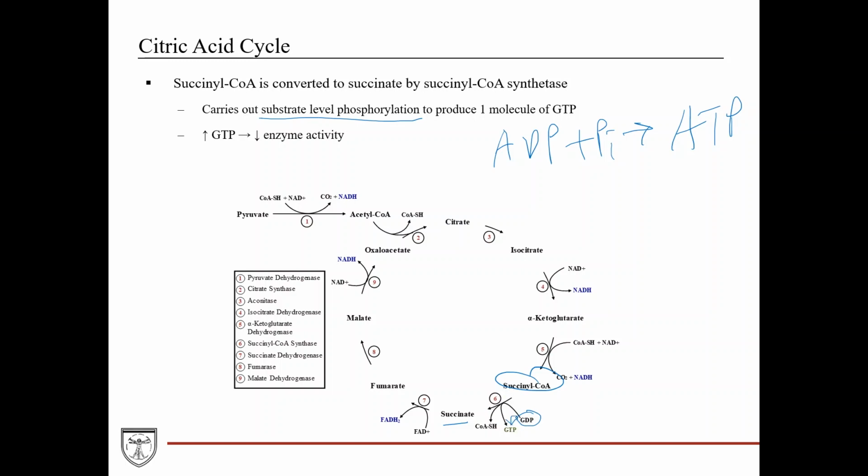So that's the difference for what substrate level phosphorylation is versus more traditional thought of how ATP is produced. The other thing is that GTP feedback inhibits this enzyme. So if you're producing high levels of GTP, it's going to feedback inhibit. The other thing is this GTP is eventually converted to an ATP. So one turn right there, we've already produced an ATP molecule from the citric acid cycle.